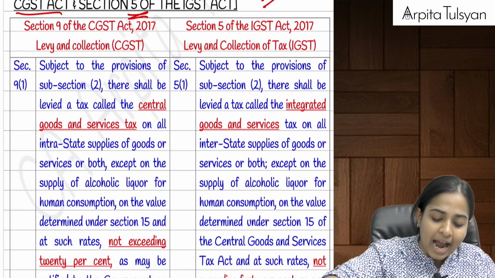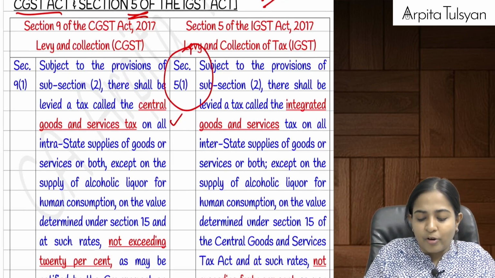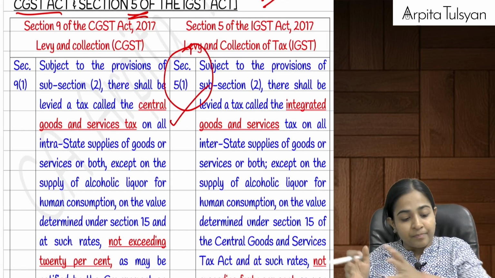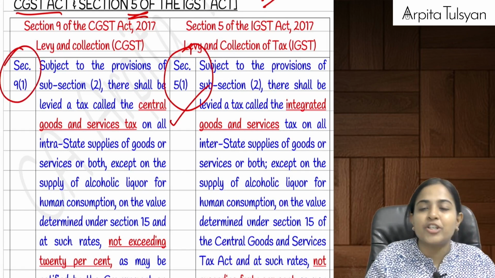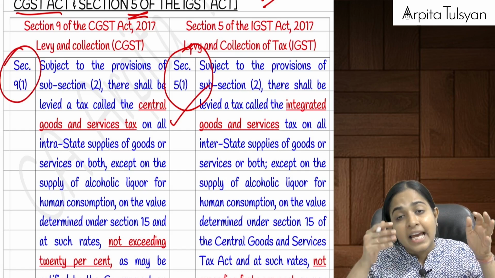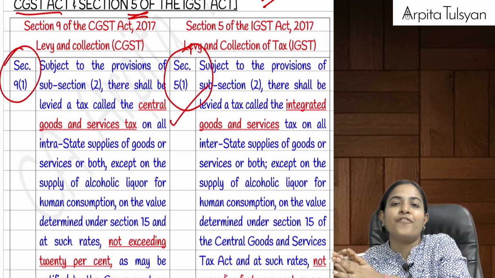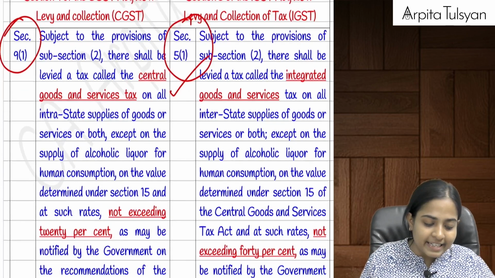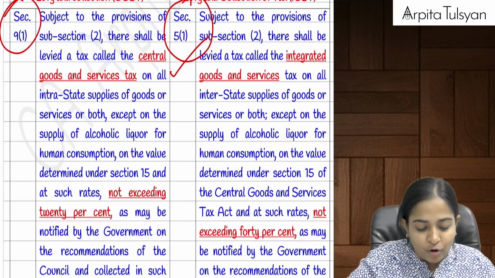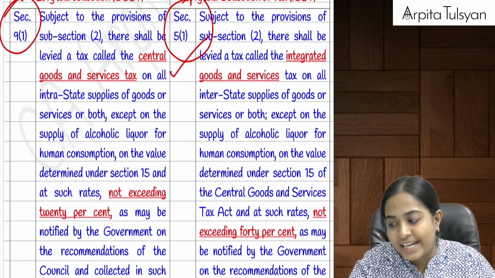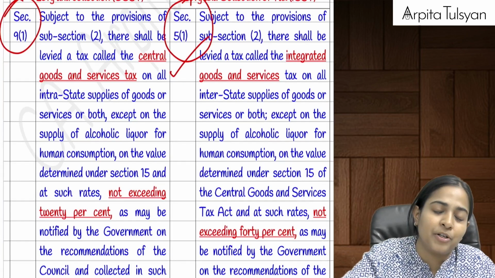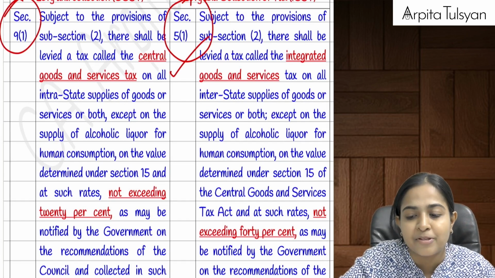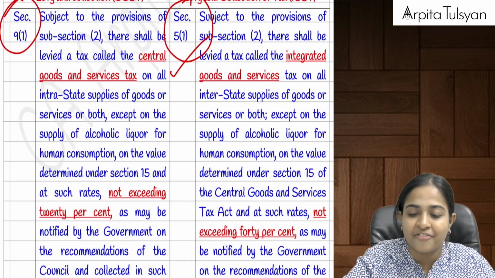We are not getting into the details of the section. Now we are going to do section 9(1) of the CGST Act. Corresponding provisions of interstate supply are going to be in section 5(1) of the IGST Act. Now see what they are trying to tell us here. Since this is a super quick revision, I'm just going to give you the conclusions and the final summary.